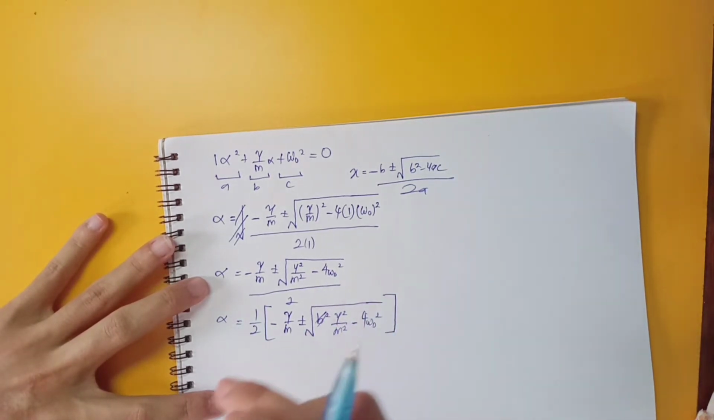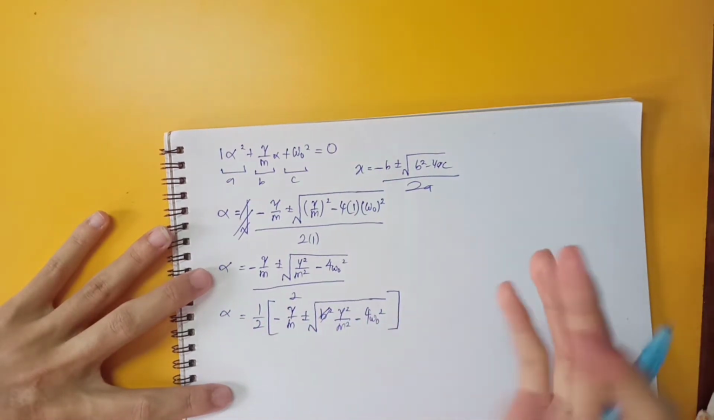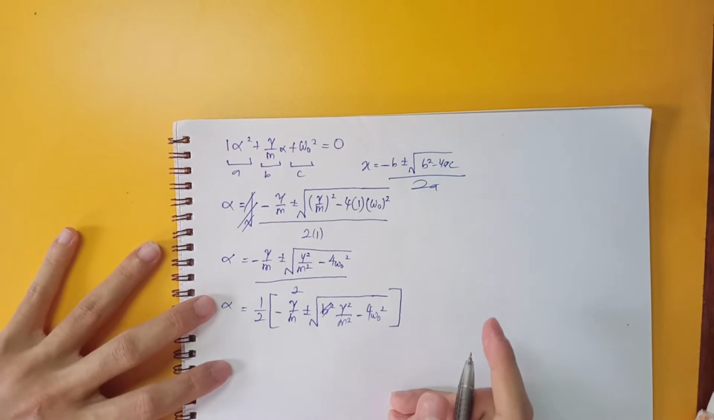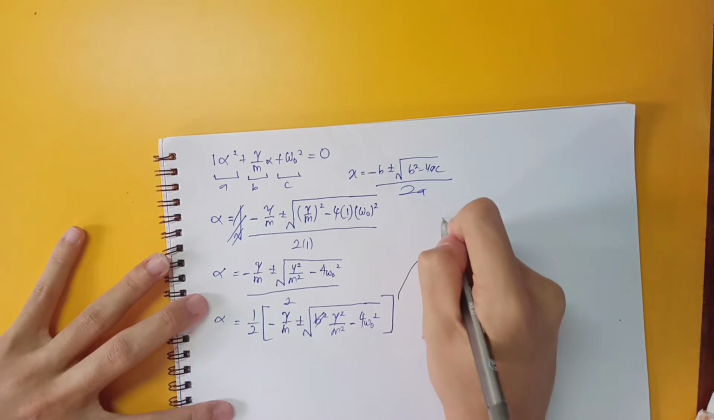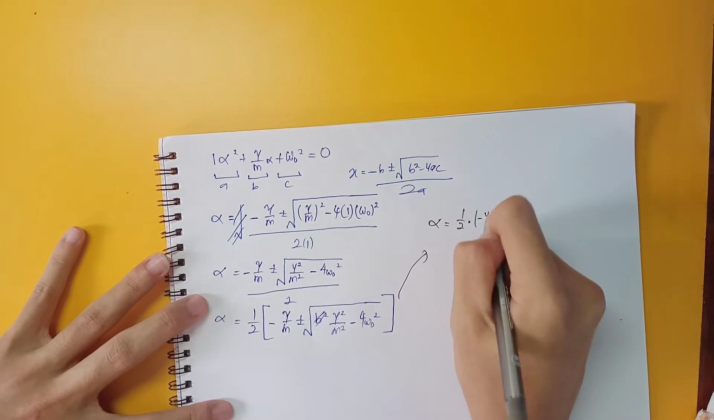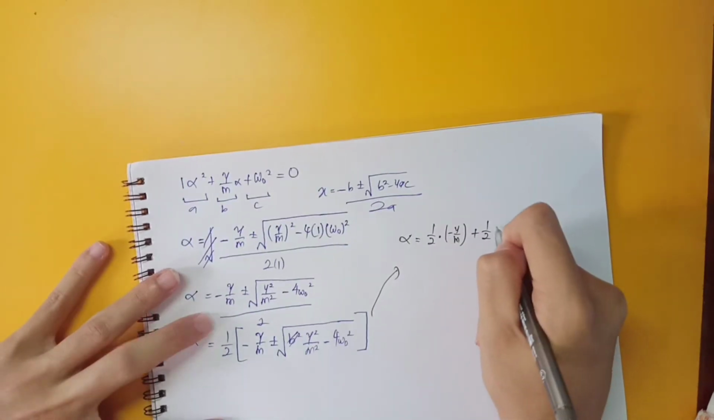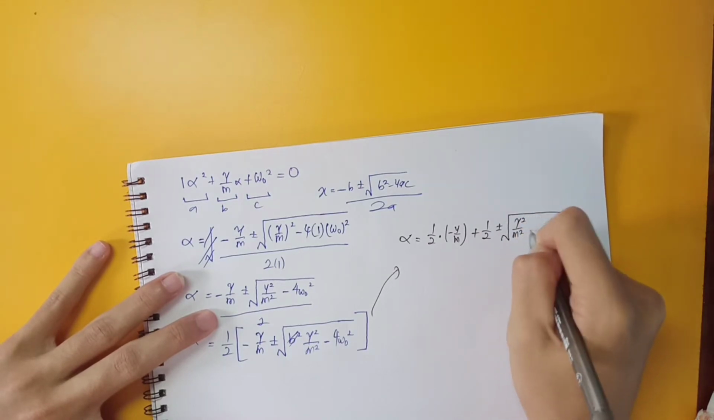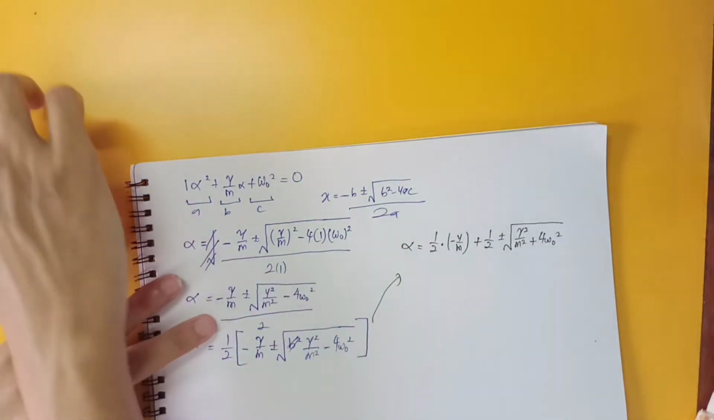Now we want to do some dividing. When we do the dividing, we get that alpha is equal to 1 over 2 times negative gamma over m, and then plus 1 over 2 plus minus the square root of gamma squared over m squared plus 4 omega naught squared. Basically.